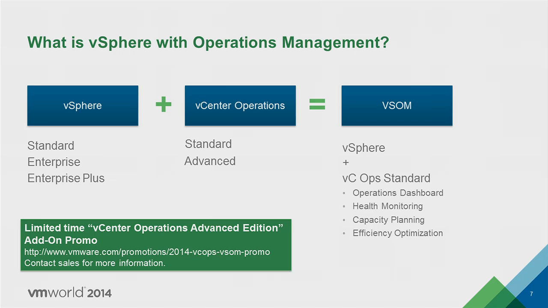Now, you might ask, there are multiple editions. There are 3 different editions of vCenter Operations Manager: Standard, Advanced, and Enterprise. So you ask the question, well, if I'm getting Standard with vSOM, what am I missing? There is an add-on that you can get with vSphere with Operations Management, vSOM. It's the Advanced add-on, and what it provides is the delta between the Standard edition and the Advanced edition.